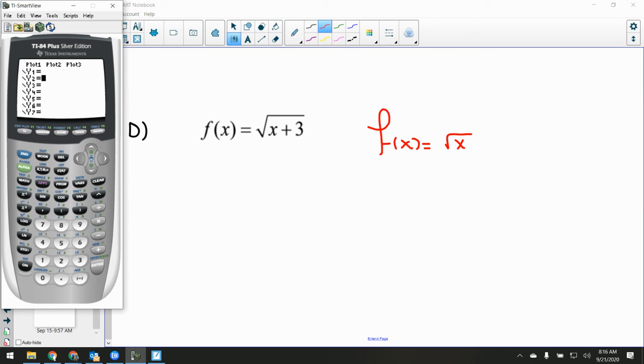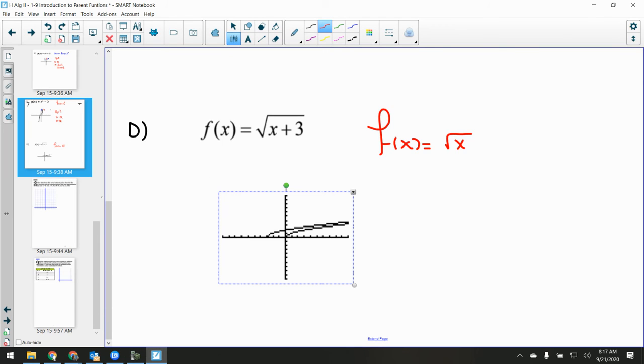Let's see. I'm going to clear out anything that's there and do the square root of. Square root is right above x squared, right? Hit second and then x squared to get that square root button. The square root of x plus 3, close parentheses. And then the square root of x. Close parentheses. Graph. Graph. Needed to be voice command. Remember that this is f and this is g over here. Oh, shoot. Yeah.